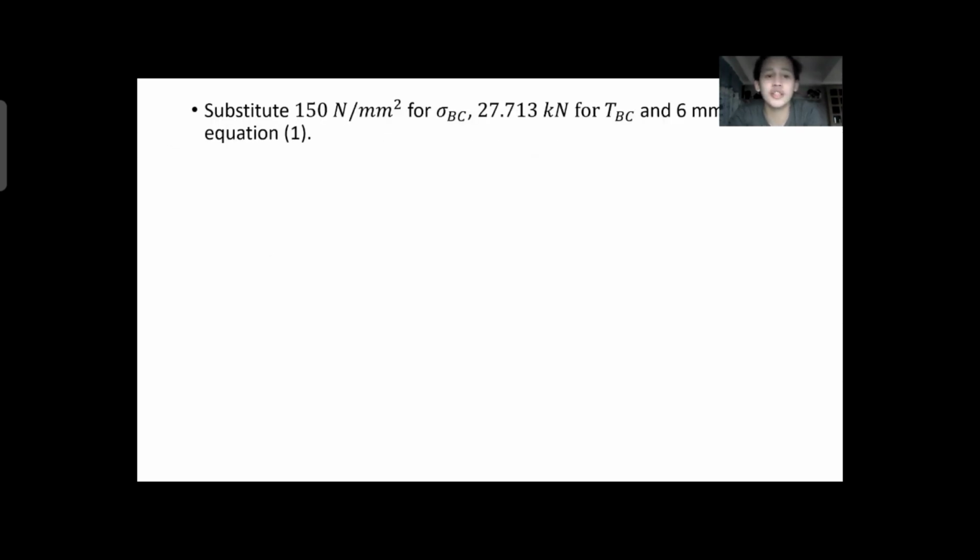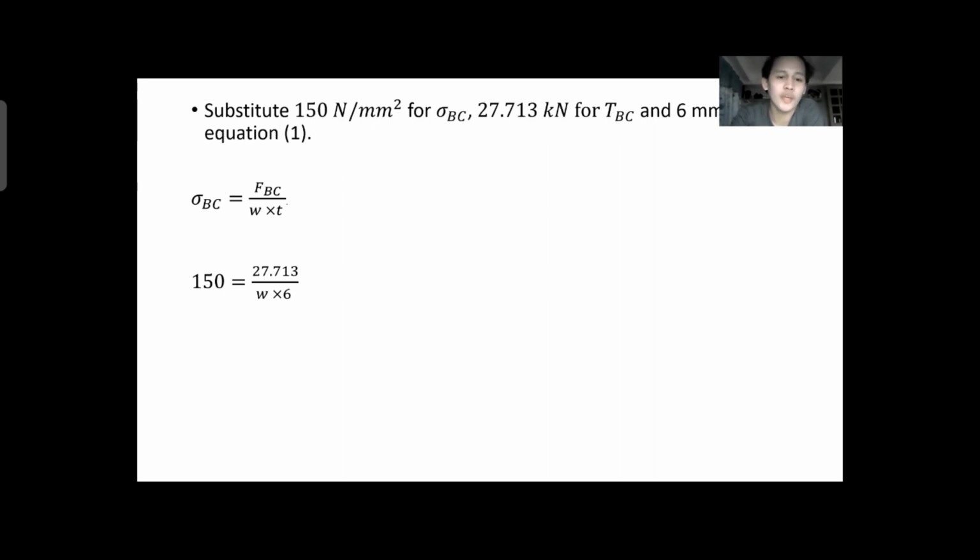Then the next thing to do is substitute 150 Newton per millimeter squared for our sigma BC, which is the stress, 27.713 kilonewton for our force BC, and 6 millimeter for the thickness, which is t in equation 1. So here is our equation 1, and we just plug in the numbers. 150 equals 27.713 divided by W times 6.